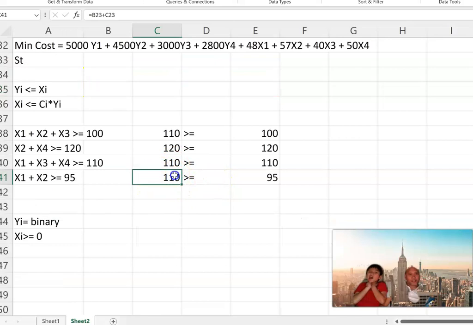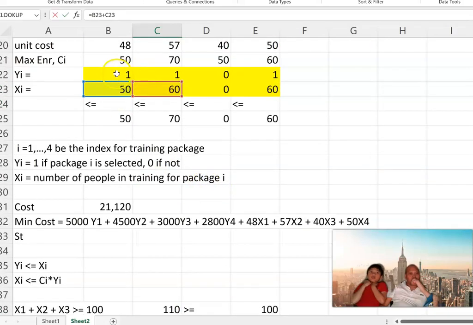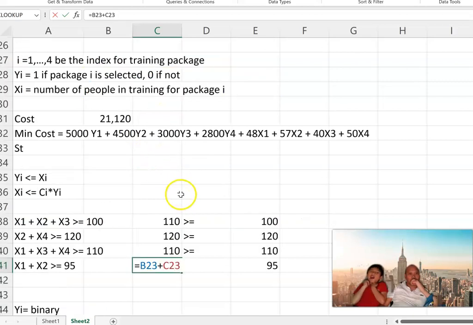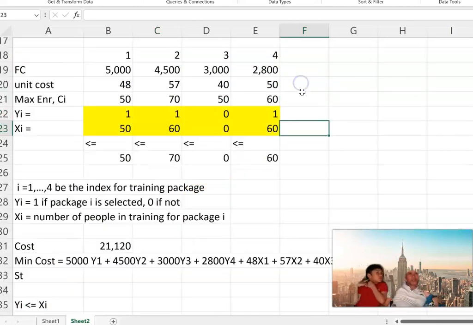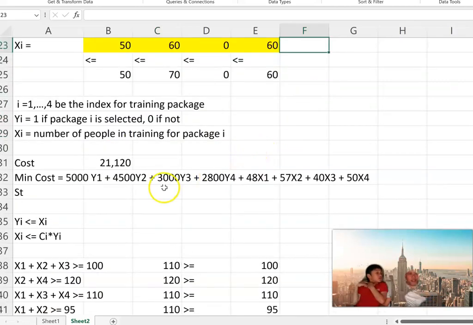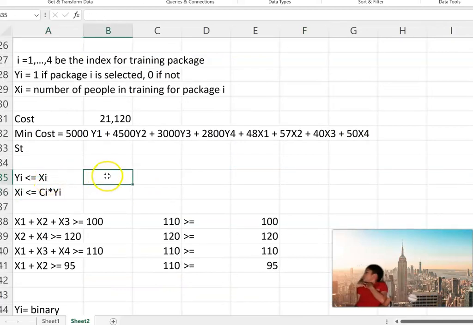The earlier mistake is that this one pointed to y1 and y2, not x1 and x2. So now this is the solution to this problem. The main takeaway here is this constraint. This constraint says that if xi is 0, if you do not have a trainee on any one of the packages, then don't offer the package.